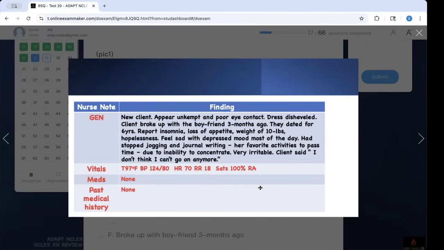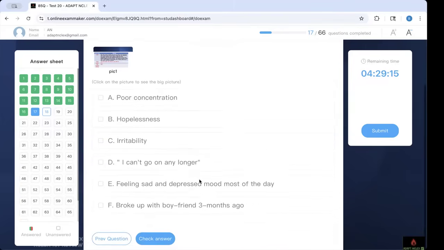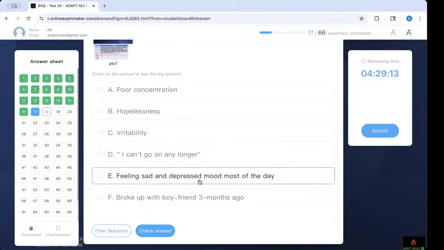This is mental health. I make these questions very hard so that you can think. You read a lot and you get confused. But this is mental health. Hopelessness, feels sad, with depressed mood most of the day. Is this patient depressed or adjustment disorder? I stopped jogging and writing journal. A favorite activity to pass time, she stopped doing that due to inability to concentrate. Very irritable. Client said, I don't think I can go on anymore. Those are the vitals. No medical history. This is what is going on. Which of this requires follow-up? That's all.